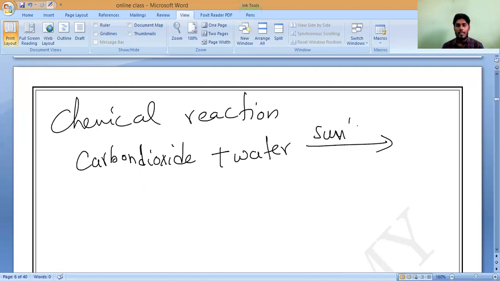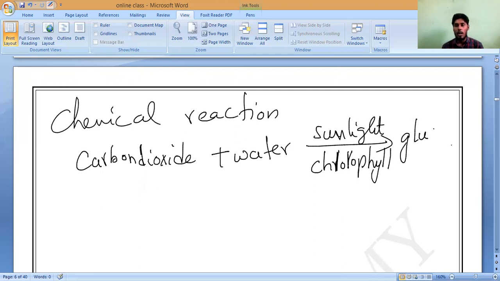This sunlight is trapped by whom? Who is absorbing sunlight? Chlorophyll. What should we call it? Chlorophyll, and it will produce glucose plus oxygen. Glucose plus oxygen. This is the photosynthesis reaction.